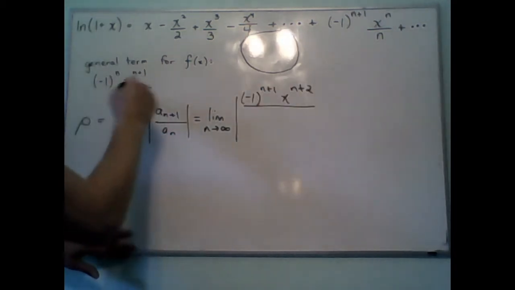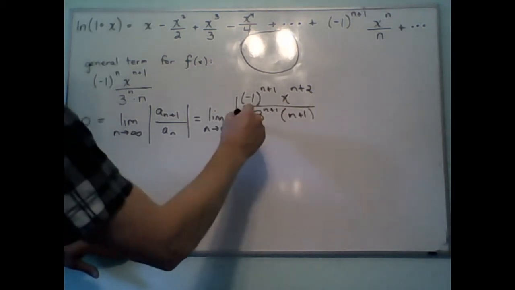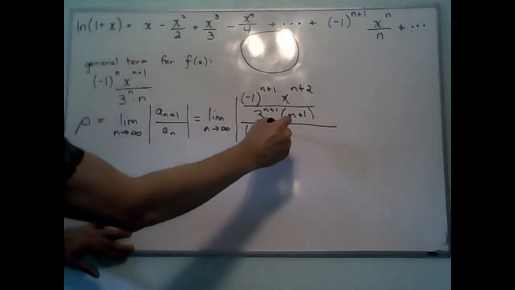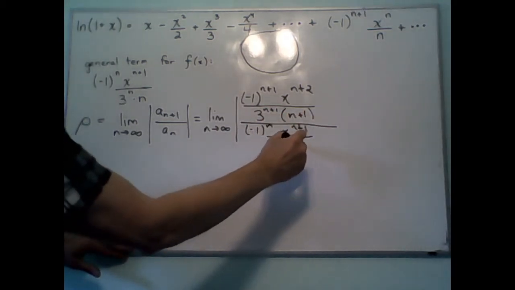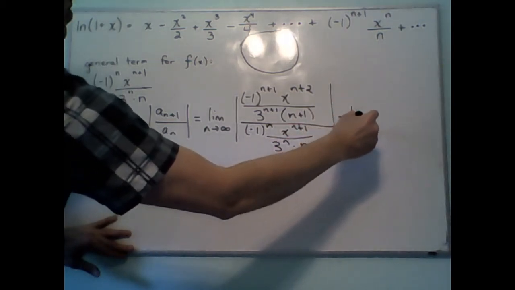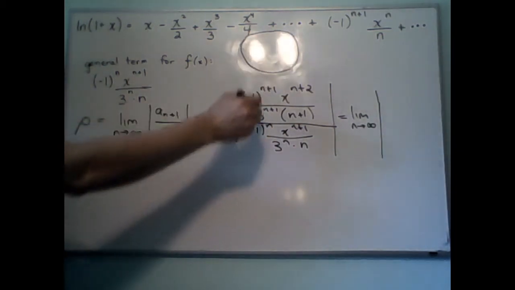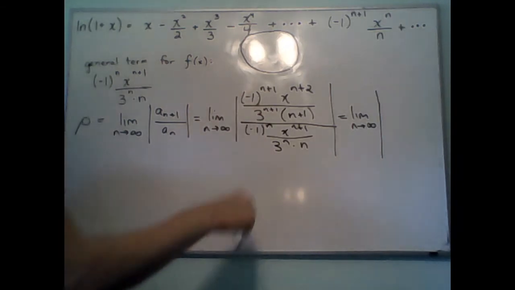divided by 3 to the n plus 1 times n plus 1, all over just this exact thing again. Negative 1 to the n plus 1, x to the n plus 1 over 3 to the n times n. That's going to be the limit as n goes to infinity of the absolute value of, since this is negative 1 to the n plus 2, negative 1 to the n plus 1, and I'm taking the absolute value of all this, those are going to disappear. I don't need to worry about them.